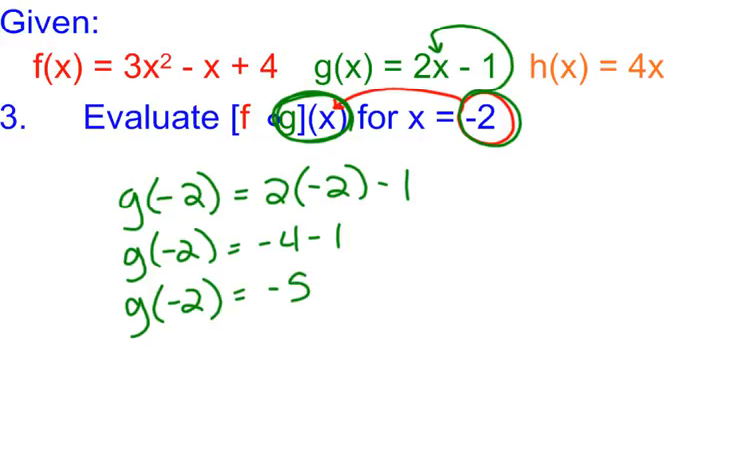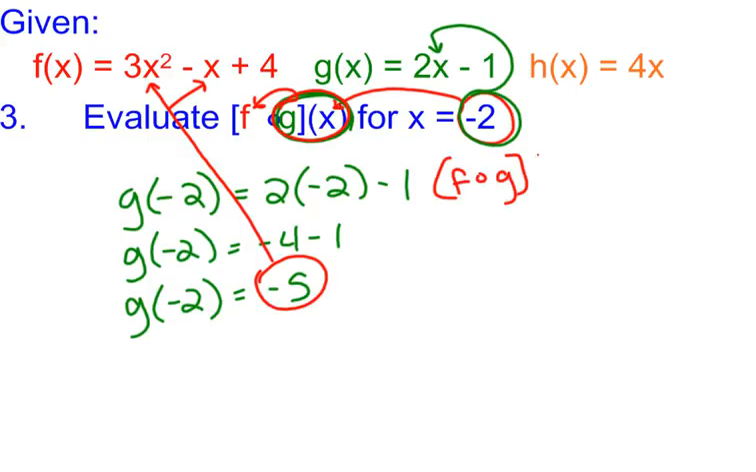Then, because the second part, we're supposed to put g of x into f, I'm going to take this answer for g of negative 2, and I'm going to put that into f of x for my x's. So you're substituting that negative 2 in for g of x, getting an answer, and taking that answer and putting it in for f of x. So now I have f of g of negative 2, because I replaced the x with negative 2, and then wherever those x's are, I'm going to put a negative 5.